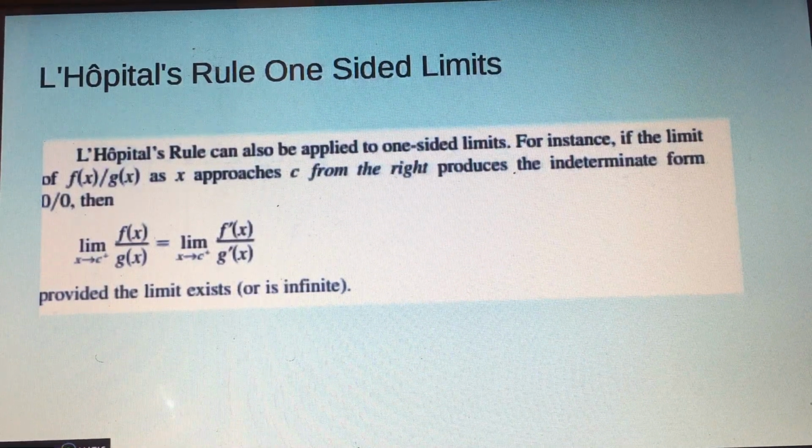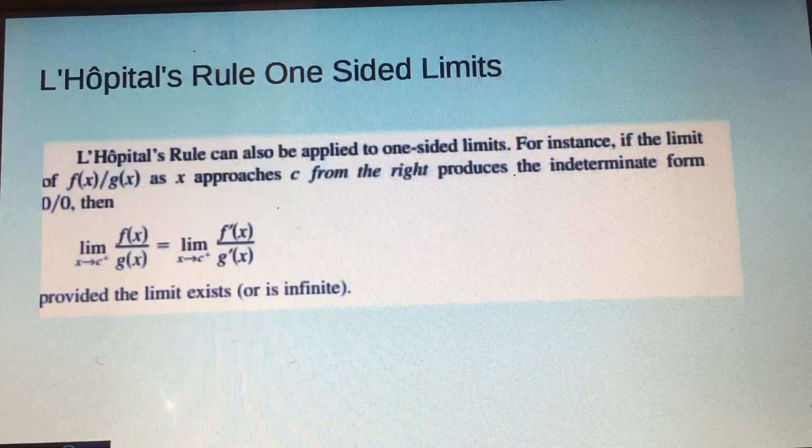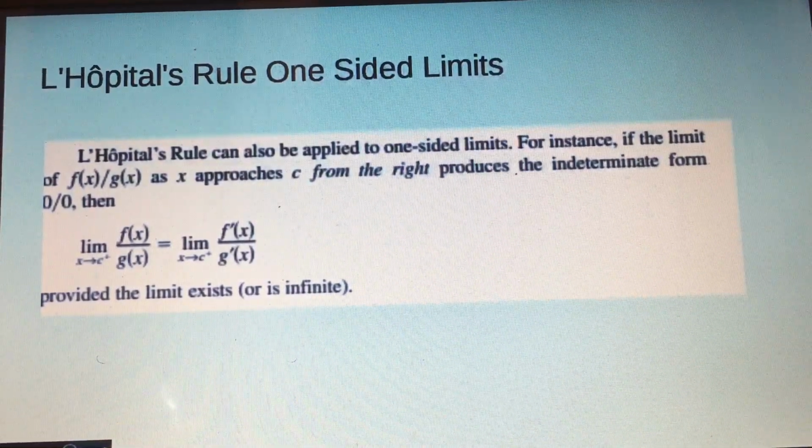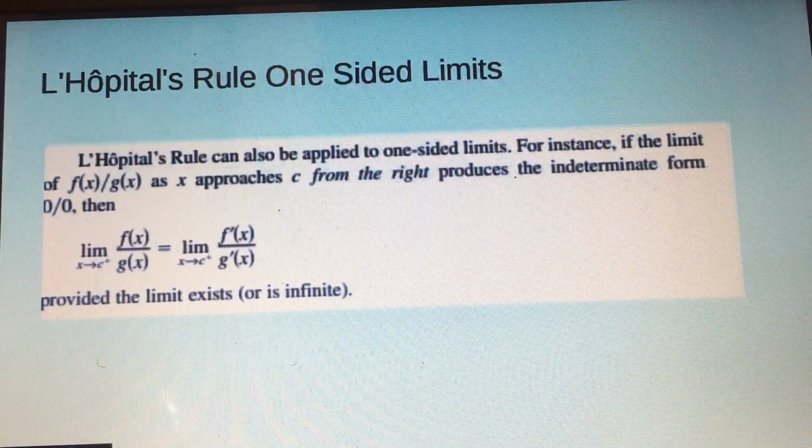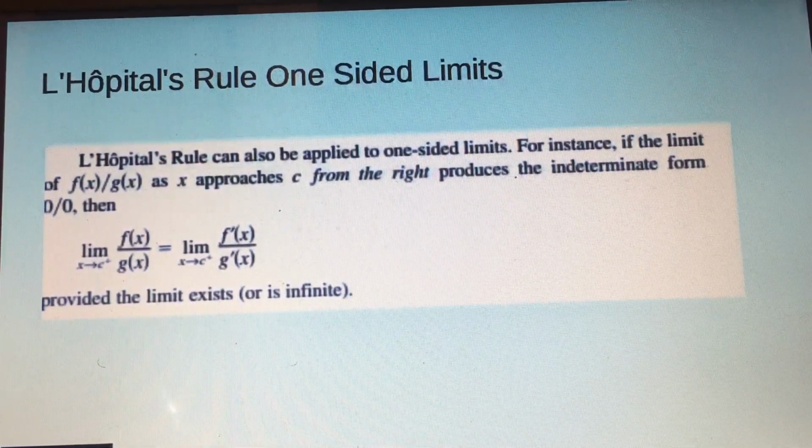So the limit as x approaches c from the left of f of x over g of x is equal to the limit as x approaches c from the left of f prime of x over g prime of x, given that in both situations the limit does in fact exist.